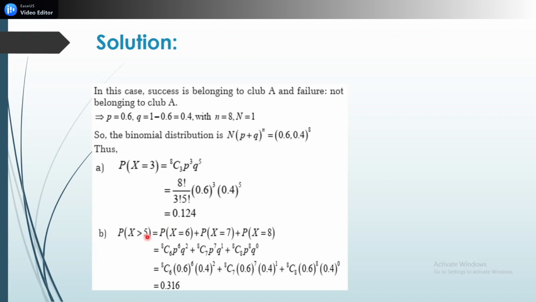Probability of more than 5 means all values in the group greater than 5. To be in more than 5, x can be equal to 6, 7, or 8. We take the probability for the case of x equal to 6, which is equal to this one. The probability of x equal to 7 is equal to this one, and the probability when x is equal to 8 is as you see here. Then when we make a sum operation, we get a probability of 0.316.